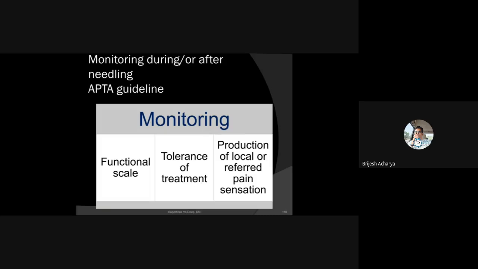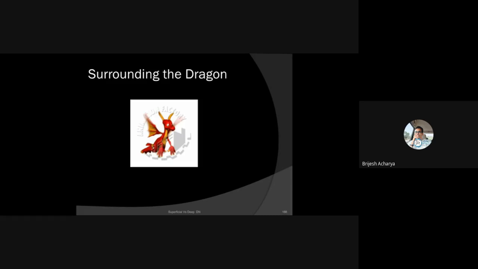Patients should be monitored on functional scale, tolerance of treatment, and production of the referred pain. So these are the three parameters, and during the treatment, the patient should be monitored. There is one technique called surrounding the trigger, means around the trigger points you have to give the dry needling, and that is superficial dry needling.